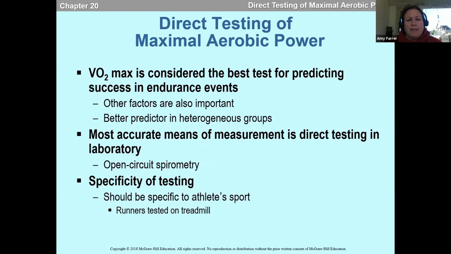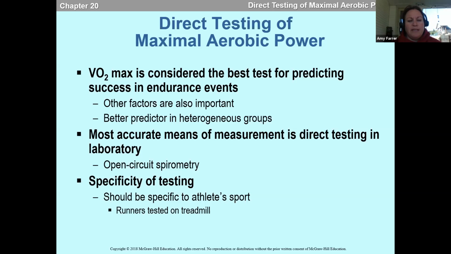Direct tests of maximal aerobic power. So VO2 max is going to be our best test for predicting success in an endurance event, okay? Other things are going to be important. We talked about running economy and other stuff, but VO2 max is going to give us a good idea. The most accurate measure of that is going to be direct testing in a lab with open circuit spirometry. Not necessarily our most reasonable, but that would be our most accurate. That would be our gold standard measure.